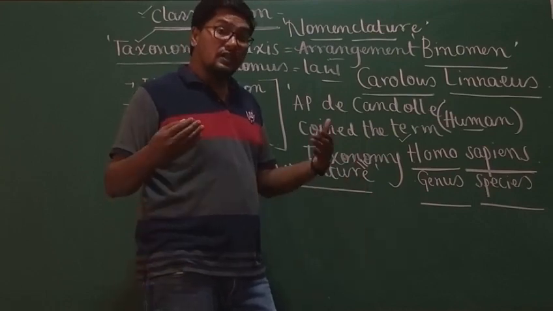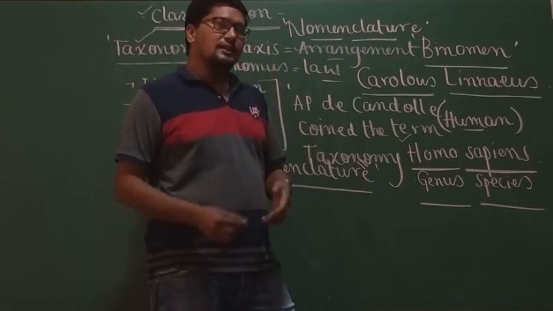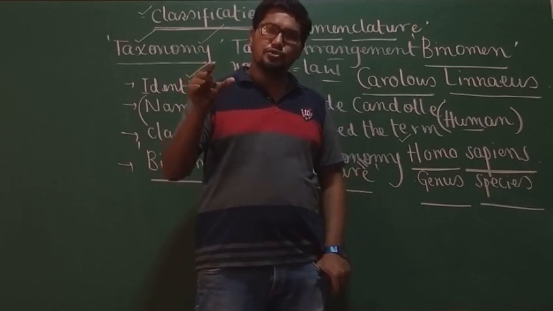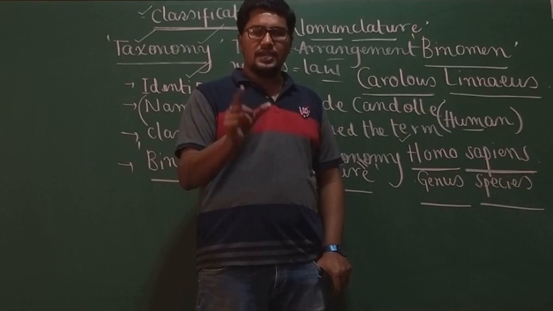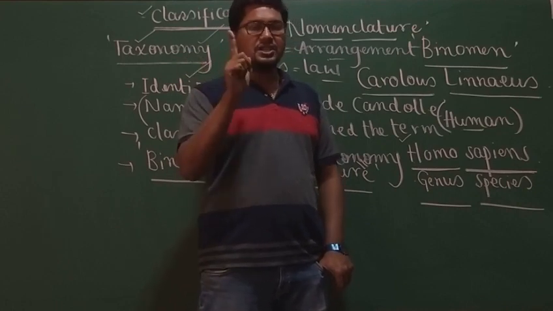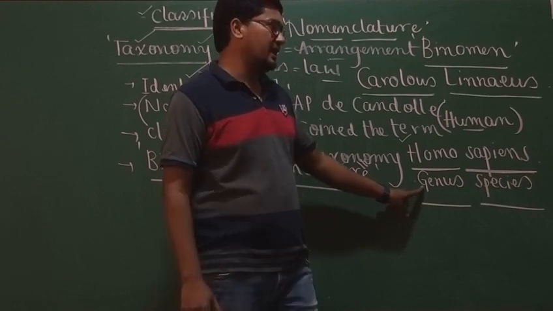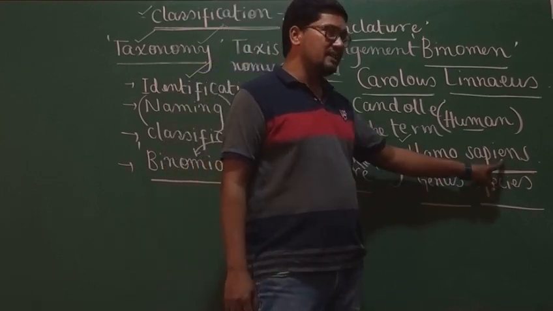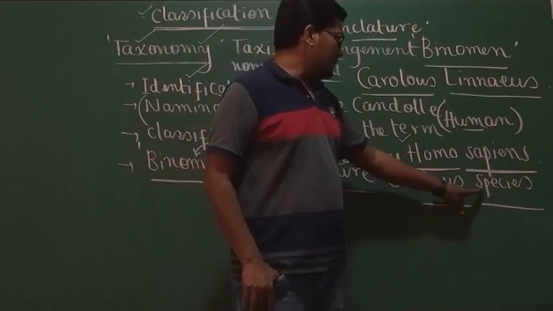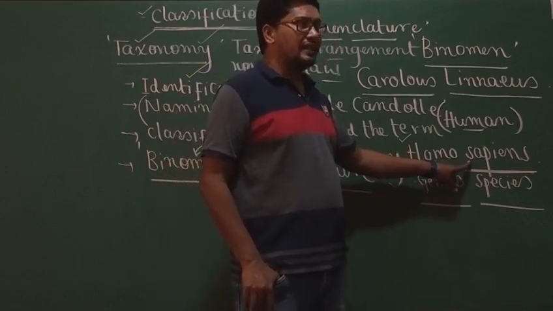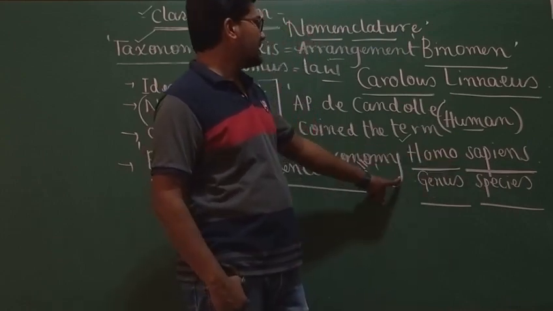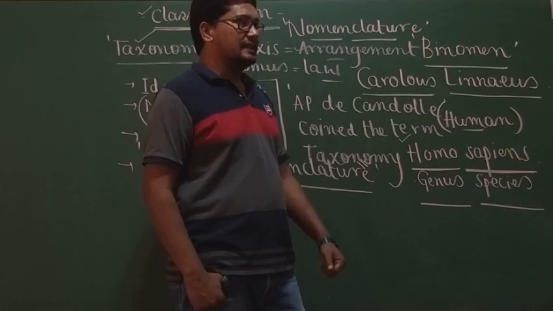Tell me, what is binomial nomenclature? A system or practice of giving names to organisms in which every biological name contains two names in it. The first name always represents the genus name. The second name represents the species name. The genus name must start with a capital letter, the species name must start with a small letter, and both the names should be underlined separately. It was the idea of whom? Carolus Linnaeus.